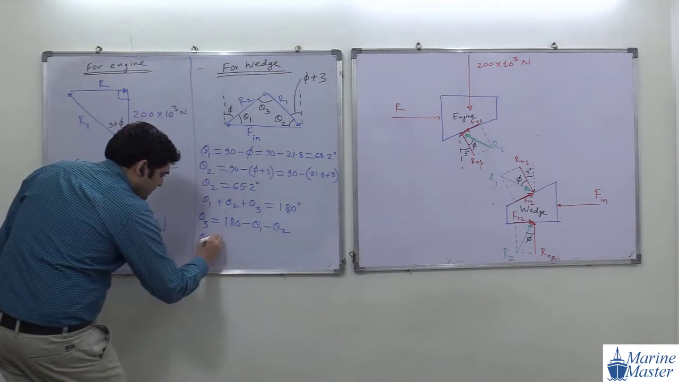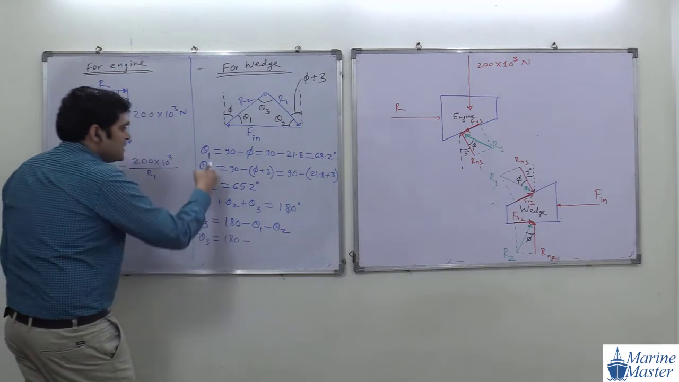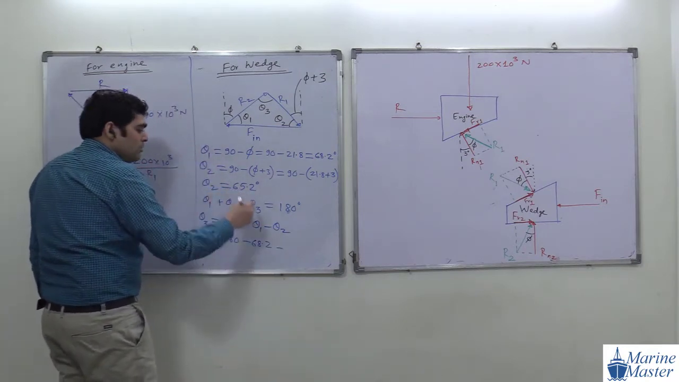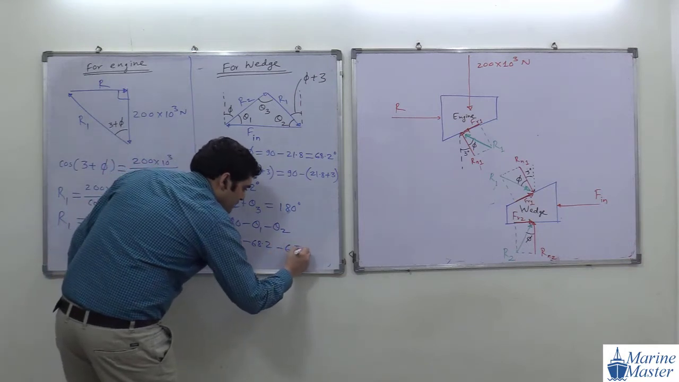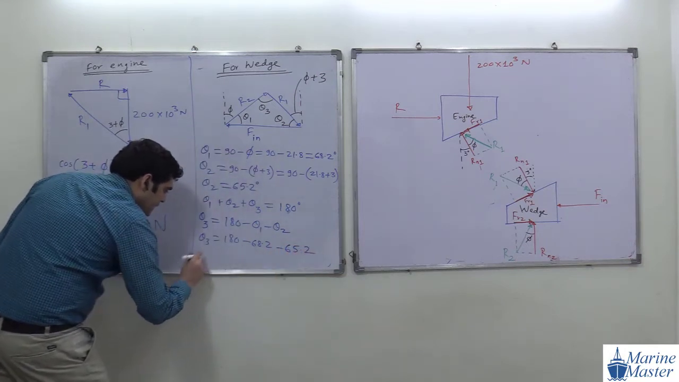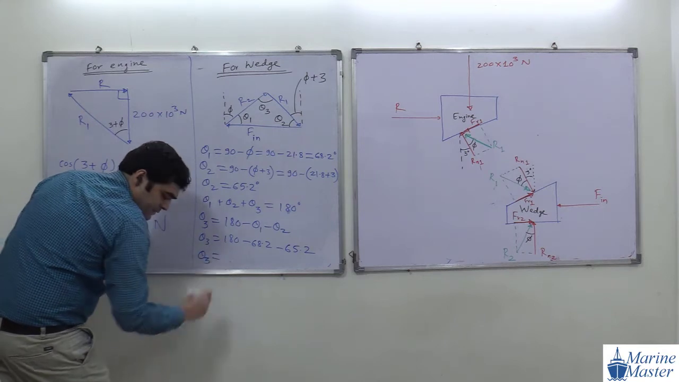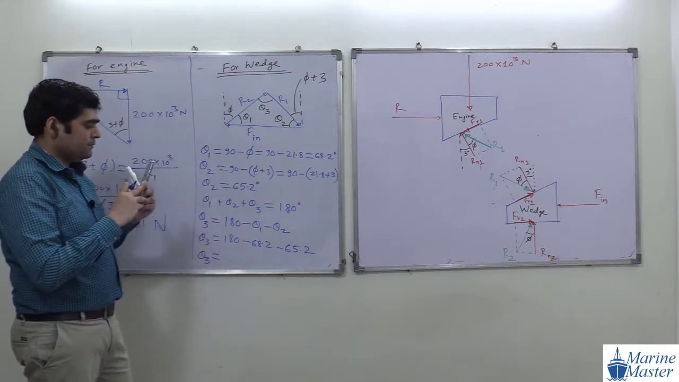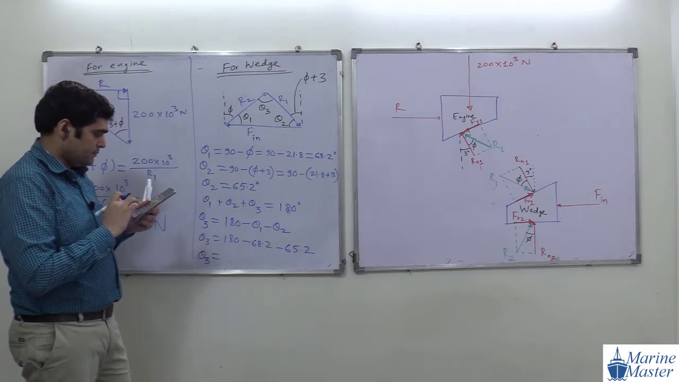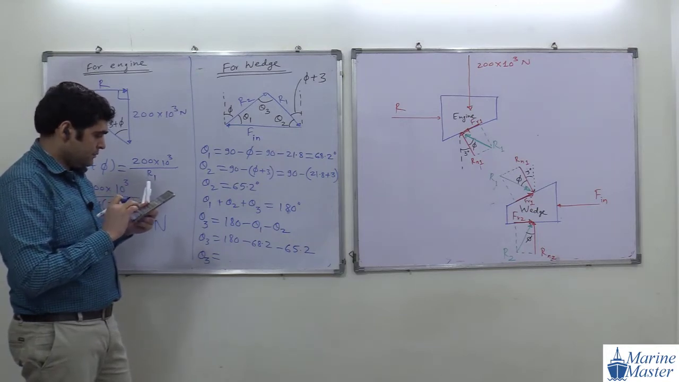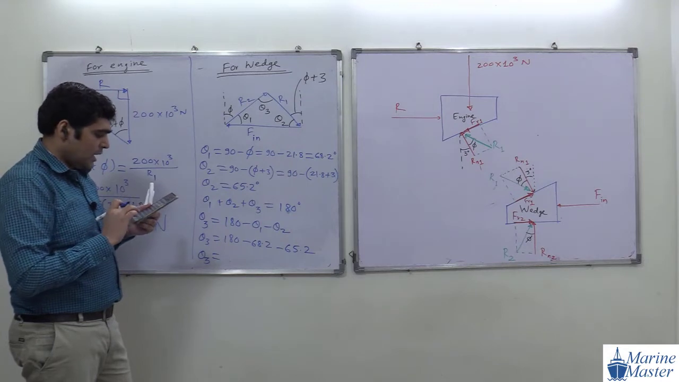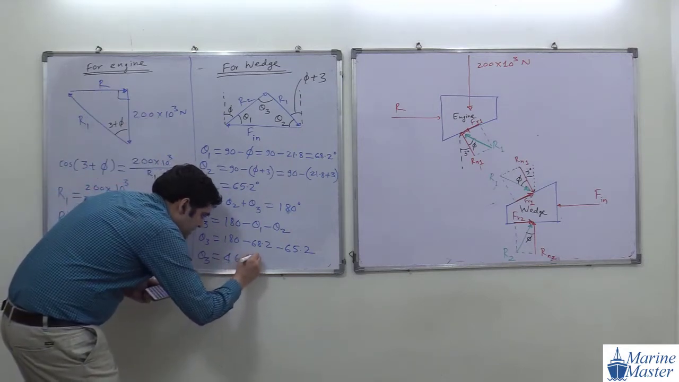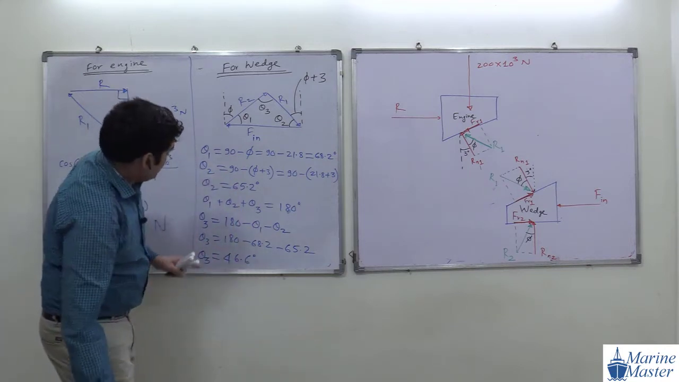So theta 3 will be equal to what? 180 minus theta 1, which is 68.2, minus theta 2, which is 65.2. Everyone please do the calculation and tell me the value of theta 3. How much? 46.6 degrees. Okay. So we got theta 3.